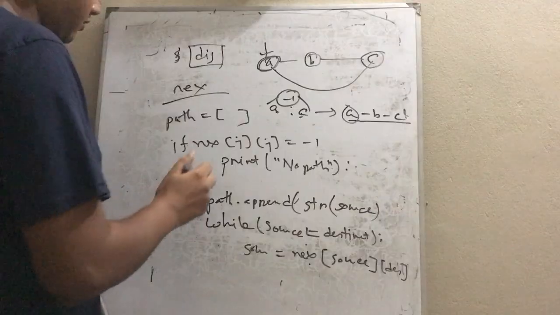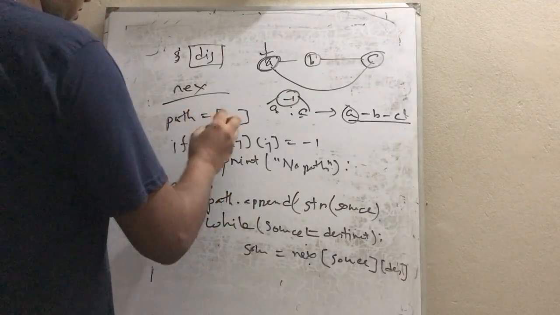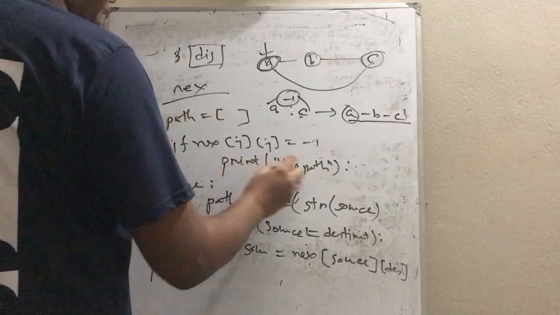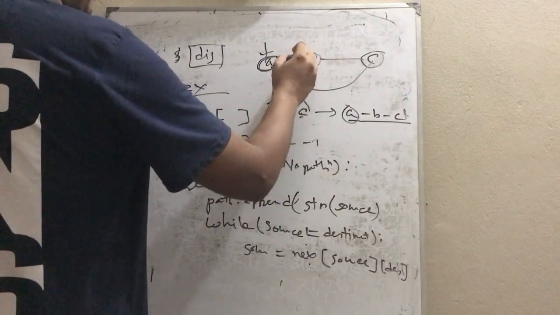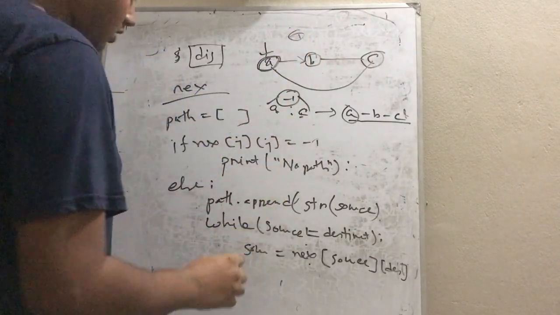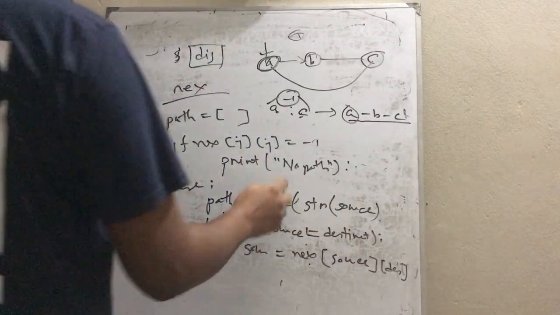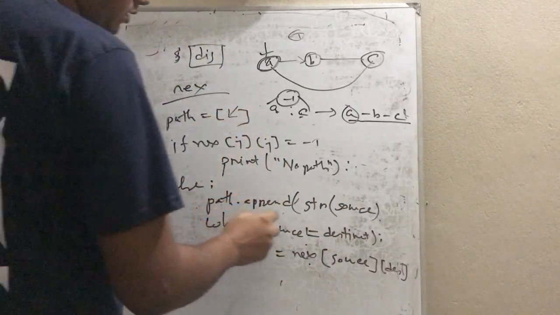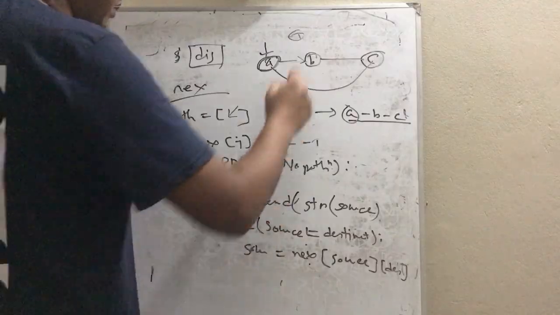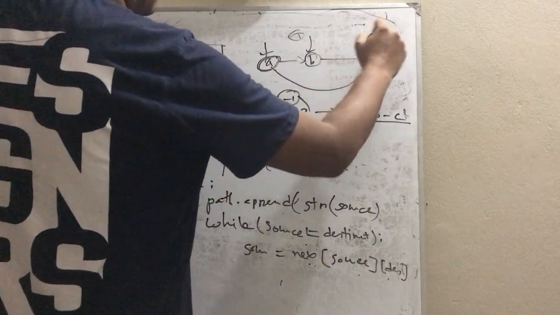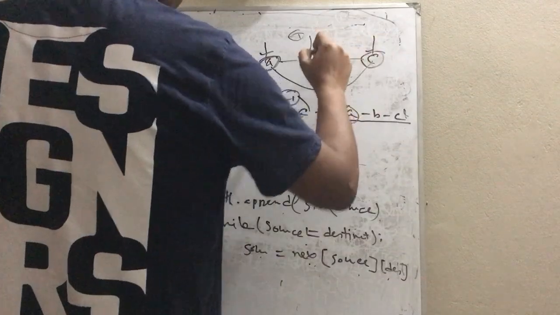So let's continue. Where we were, path next[i][j] equal -1. So there is no path, because next[i][j] being -1 means there is no path initially. So path.append(str(source)), we append source to the path, and while source is not equal to destination, we update the source pointer via source = next[source][destination]. So A, then B, then C.